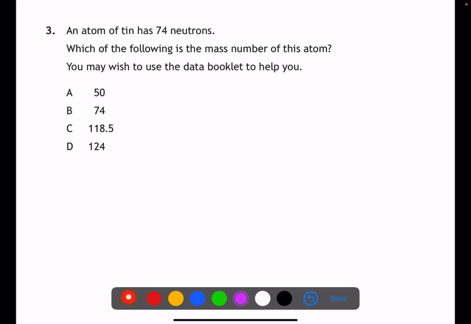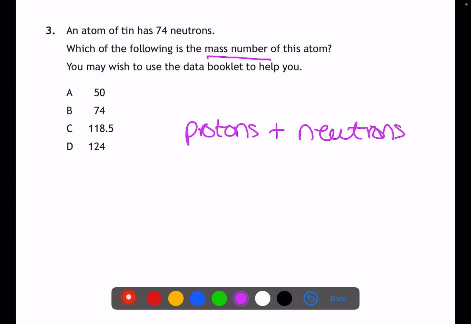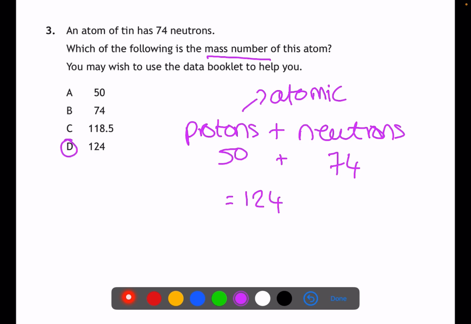Question 3. An atom of tin has 74 neutrons. Which of the following is the mass number of this atom? So the mass number is the number of protons plus neutrons. You've been given the number of neutrons as 74. To find the number of protons, you need to look up the atomic number in the data book. If you look this up on the periodic table in your data book, you will find that it's 50. If we add these together, we'll get a mass number of 124, D.